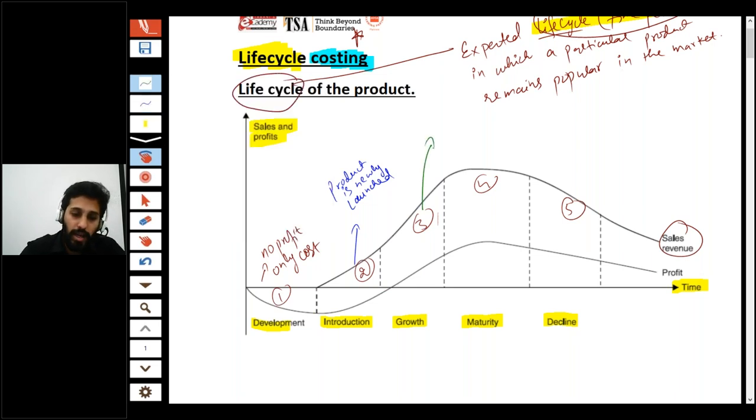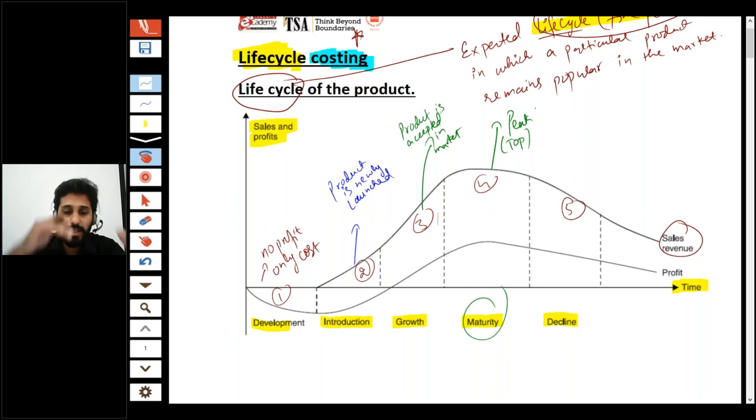In the growth phase, you are achieving the acceptance of the product. That is, the product is getting more and more popular. So the product is accepted in the market. Then comes maturity, which is known as the peak stage, where you are at the top level.